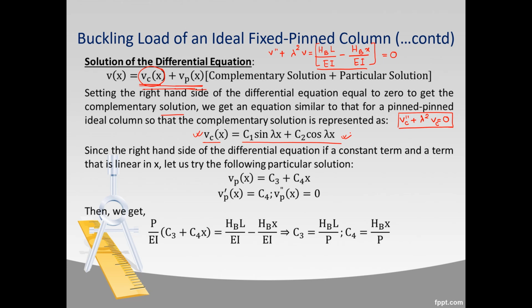Now let us find the particular solution. To find the particular solution, let us look at this right hand term here. We see that we have two terms in the right hand side. One is a constant term and another is a term which is linear in x. So what we will assume is that our particular solution also consists of two terms, one of which is constant and another is linear in x. So we can write the particular solution as C3, which is a constant term, plus C4 into x, which is a term linear in x.